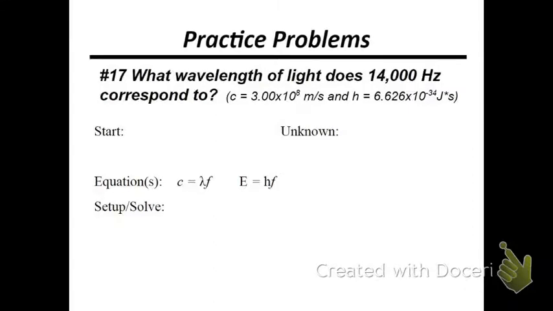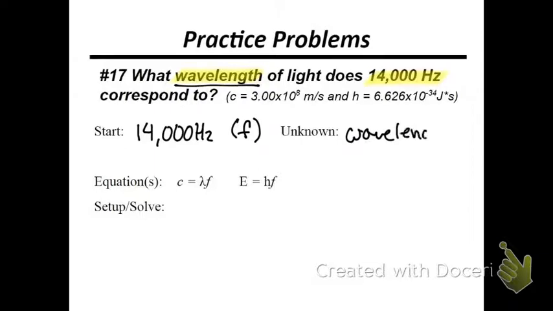Number 17 in your Introduction to Electron Energy and Light worksheet. What wavelength of light does 14,000 hertz correspond to? I am given 14,000 hertz. I like to write a reminder of which variable this is attached to. This is F for frequency. I am looking for wavelength, which is lambda. Reminder that wavelength is measured in meters.